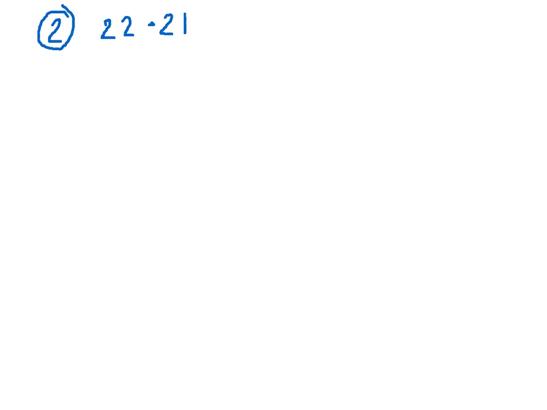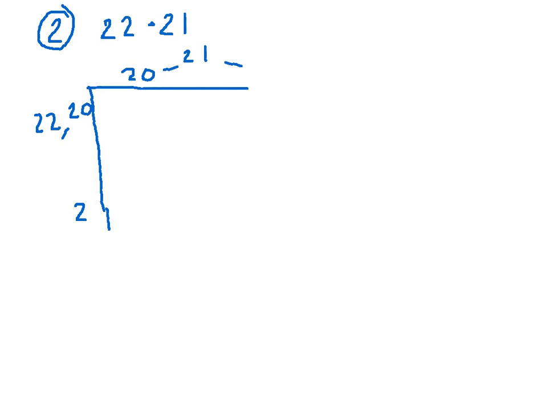Okay, let's find a solution to this one. I have 22 groups of 21. So it's 22 rows of 21. Decomposed by place value, 22 breaks into 20 and 2. And 21 decomposes into 20 and 1.